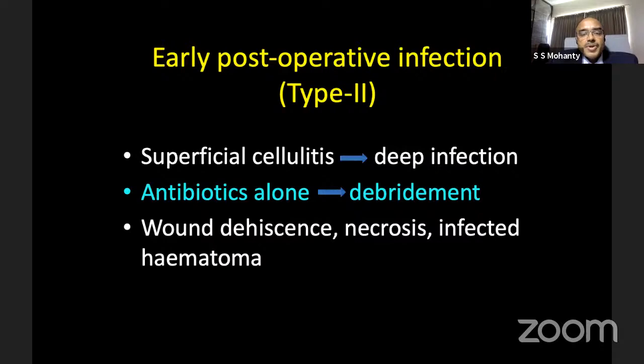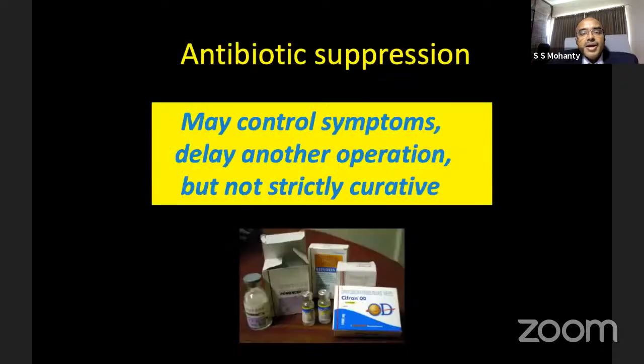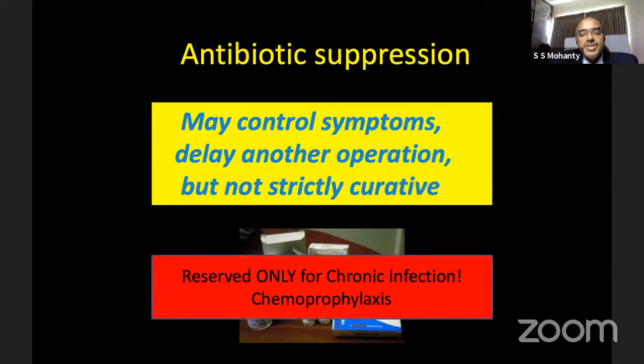The type 2 early postoperative infection, you can treat with antibiotics or go for debridement. And antibiotic suppression, especially, we are very concerned about, because it may control symptoms and delay another operation, but is not strictly curative. So it is reserved only for chronically infected patients who are reluctant to undergo surgery. So it is sort of chemoprophylaxis. But one must remember that this antibiotic should be available in oral form, so that it can be given for a longer time without much side effects for the patients. Otherwise, antibiotic side effects will outweigh treating the infection.